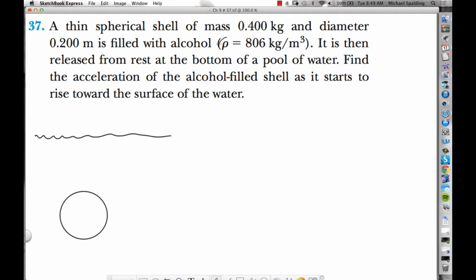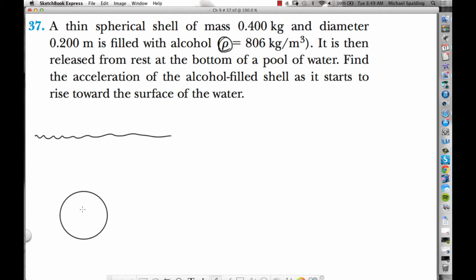So this symbol here is density. So we have the density of the alcohol. The problem assumes we know the density of water. Density of water is 1,000 kilograms per cubic meter. So it's released from rest at the bottom of the pool, and they want us to find the acceleration of this sphere as it moves upward towards the surface. So this is a buoyancy problem.